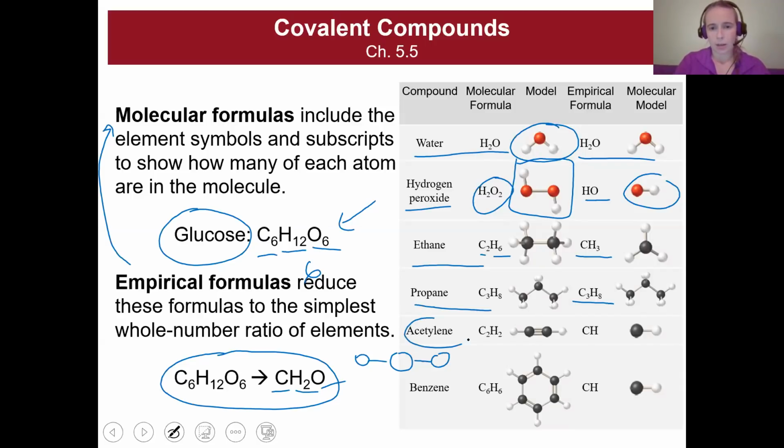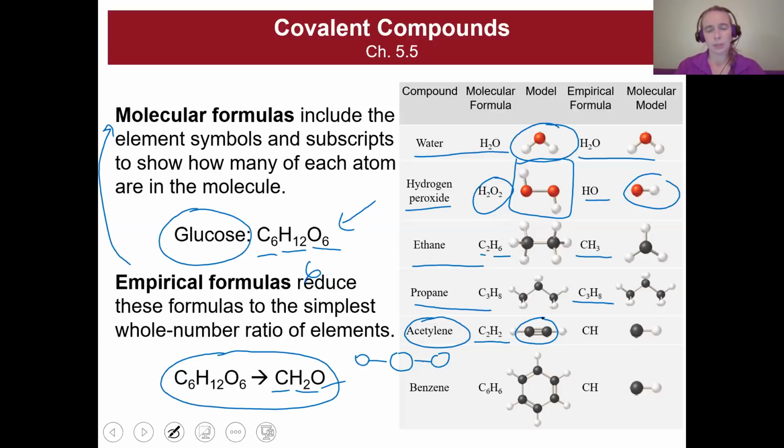Acetylene is another type of hydrocarbon. So acetylene is C2H2. So we got 2 carbon atoms and 2 hydrogen atoms. And those 2 carbon atoms in the middle are triple bonded. We'll be talking more about the different kinds of bonds you can make in Chapter 6.